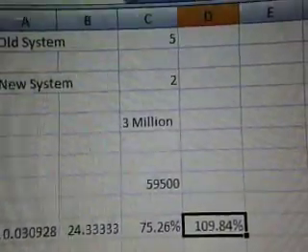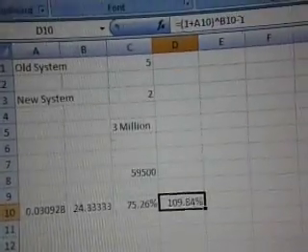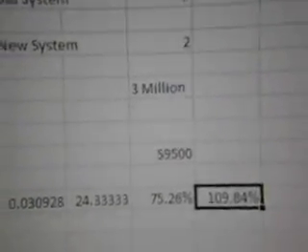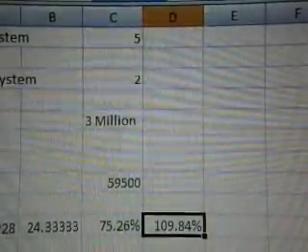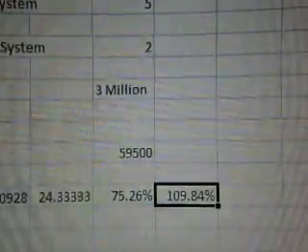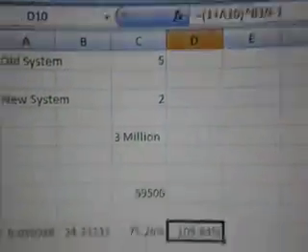Okay, so that is your 16-3, computing the normal cost of credit, which is 75.26%, and then the effective cost of credit, which is 109.84%.